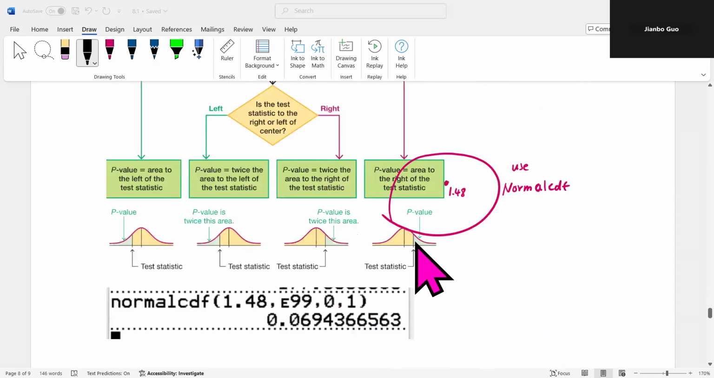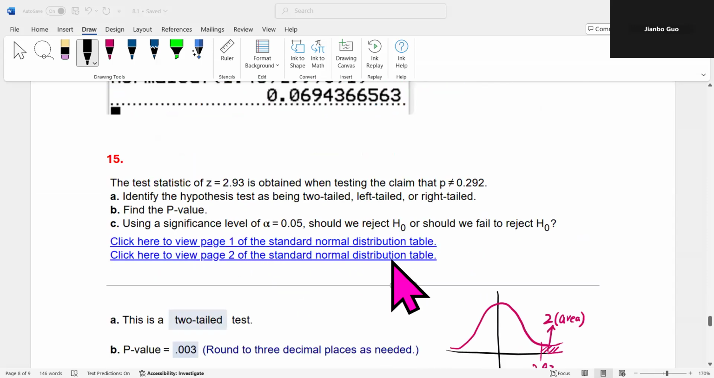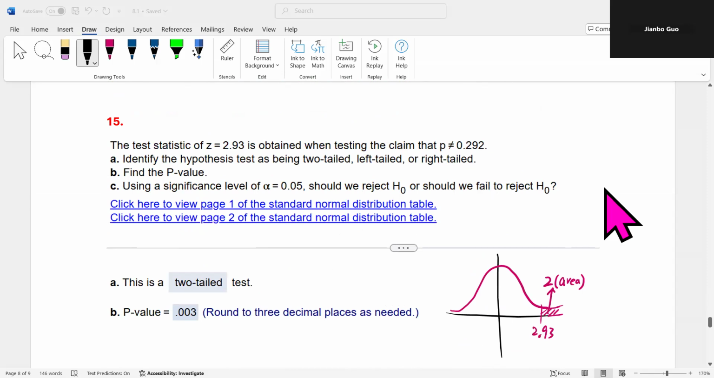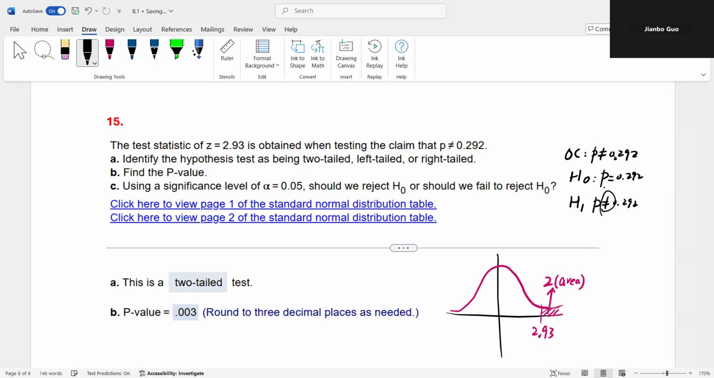And for a two-tailed test, question number 15 is a two-tailed test, because the original claim, OC, is P not equal to 0.292, right? And since the symbol is not equal, we know H1 is the same as the original claim, P not equal to 0.292. Then the null would be P equals 0.292. Since the symbol in the alternative is not equal to, this is a two-tailed test.